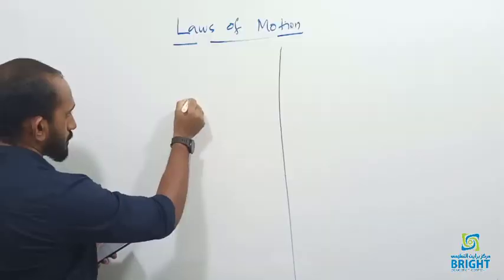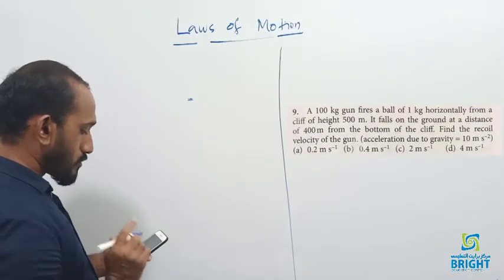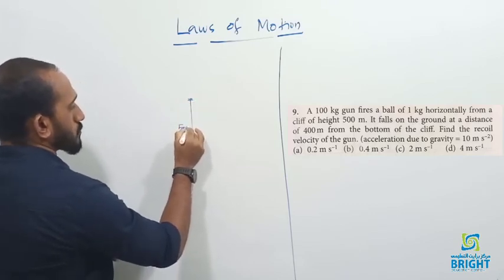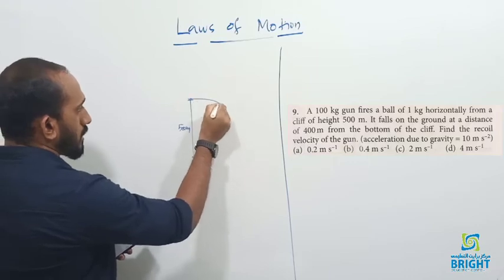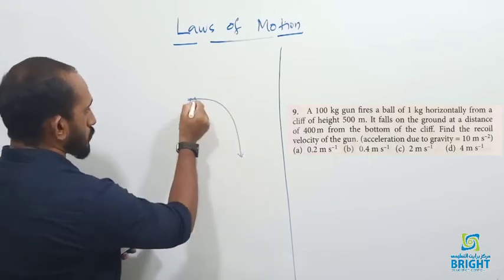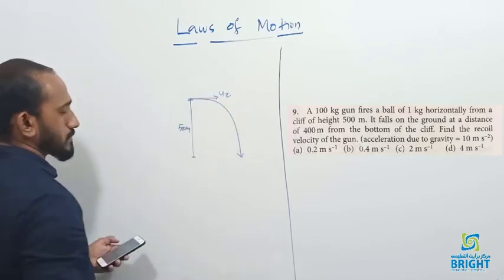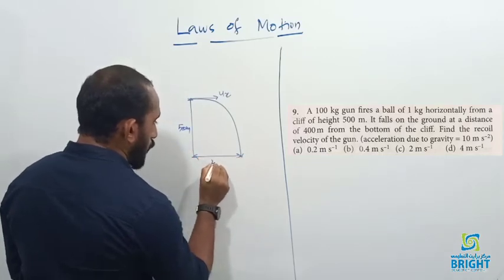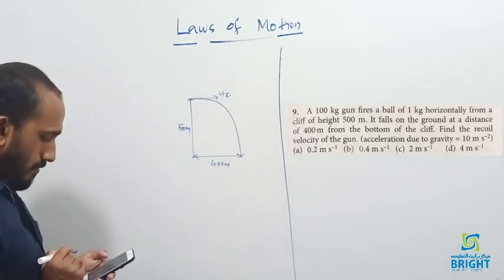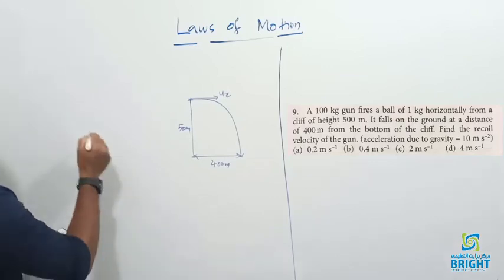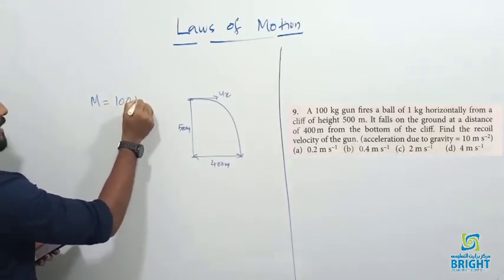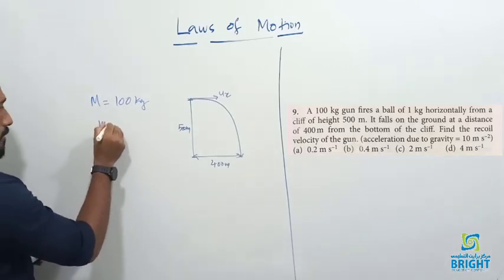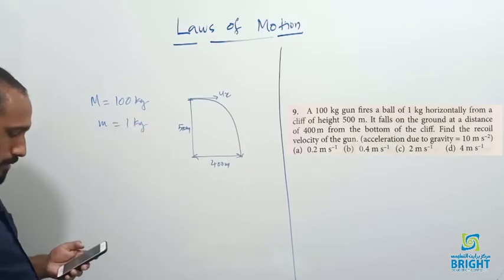So according to the figure, a gun fires a ball horizontally from a cliff of height 500 meter. So there is a cliff of height 500 meters, the vertical height. From here the gun fires it horizontally. So this is the initial velocity ux. So that the ball falls at the bottom at a distance of 400 meters. The mass of the gun, capital M, I am putting 100 kg is given. And the mass of the ball, small m, I am putting 1 kg.